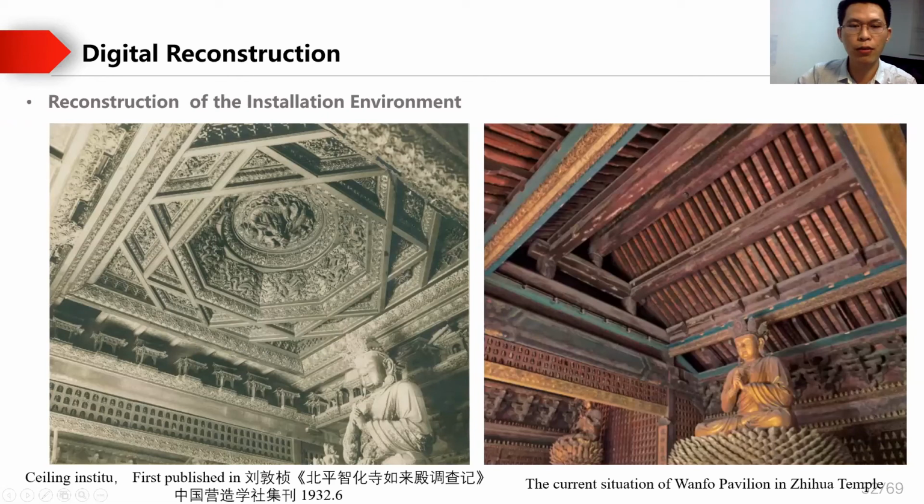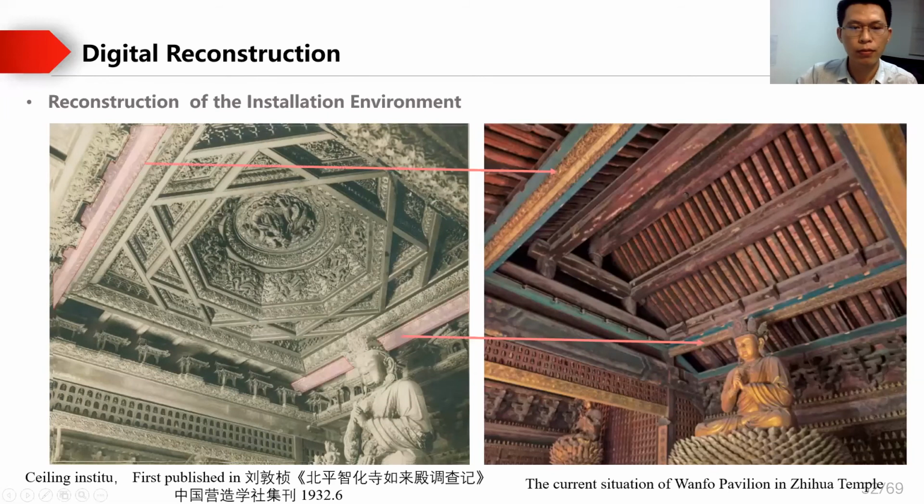The picture on the right is the current situation of the Zhihua Temple. From the above pictures, we can find the installation position on the building. The first is the connection between the main parts of the ceiling and the building. It can be seen from the photo that the front and back edges of the ceiling are connected with the cloud pattern beams of the Wanfo pavilion.